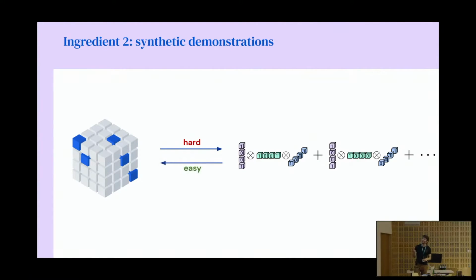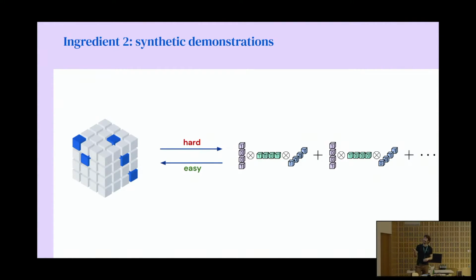But we can observe that going in the opposite direction would actually be very easy. If I gave you some decomposition, computing the tensor that it corresponds to is trivial. You just need to do the outer products and add up the terms. It's super easy. So we can actually generate a large data set of synthetic demonstrations as follows.